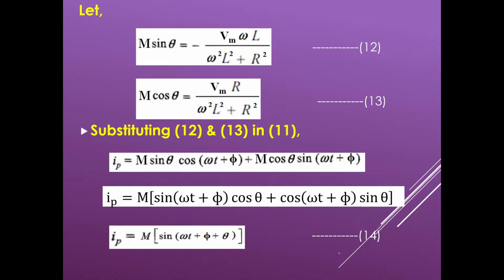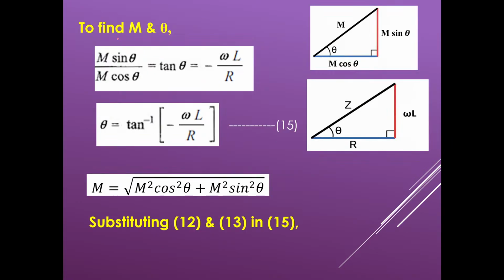So till now we have got an expression for the particular solution of current i_p, that is equal to M sin(omega t plus phi plus theta). Let us determine this theta value and m value. For that, I have considered a triangle whose hypotenuse is m. This is a right angle triangle with angle theta, then this is our m sin theta, this is our m cos theta.